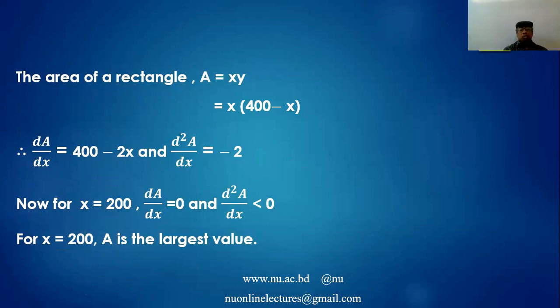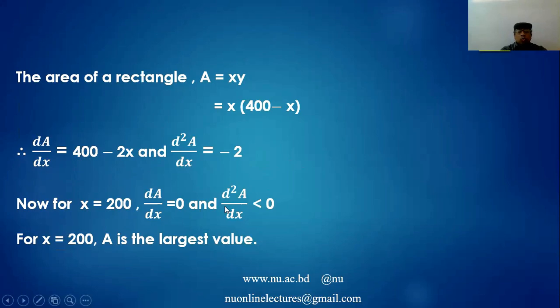Now my dear students, don't forget the square in dx square. You have to imagine dx square. So for maximum or minimum, the first derivative should be 0. That is 400 minus 2x should be 0. So x equal to 200. That is, for x equal to 200, dA/dx equals 0.